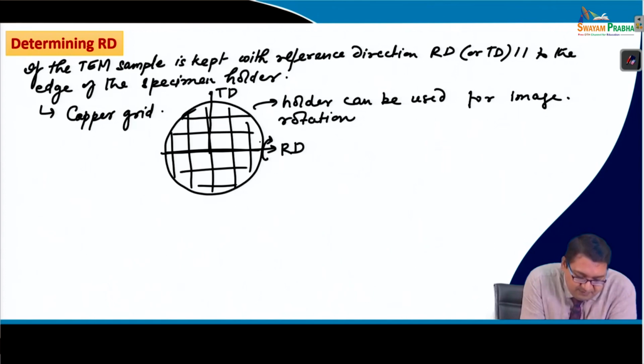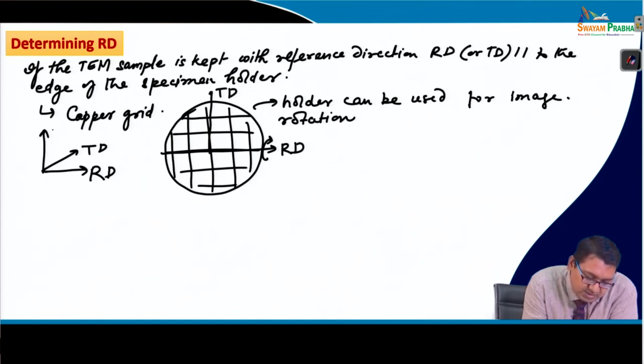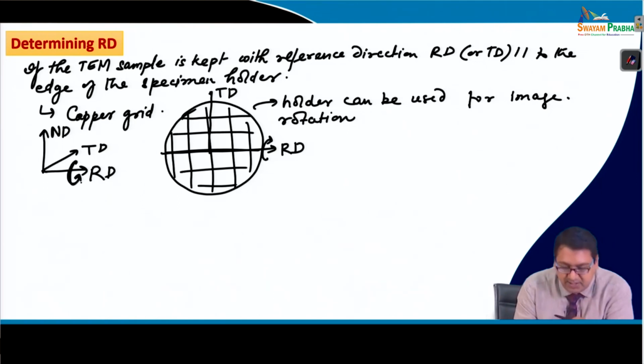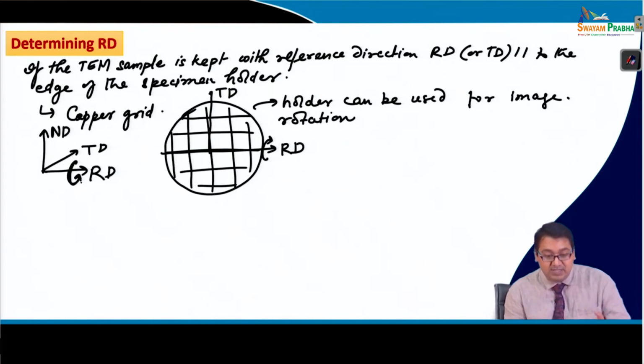Now, if this is RD and this is TD of the sample inside the screen and this is ND, and we get the opportunity to rotate RD, say we are rotating RD like this, then the ND after the rotation basically changes. So the Kikuchi pattern basically changes.